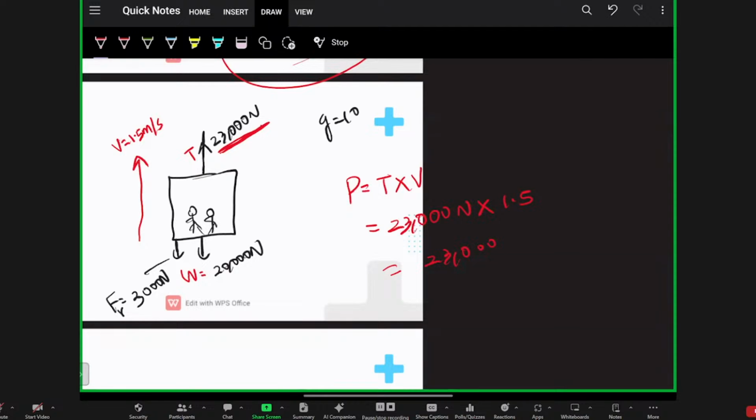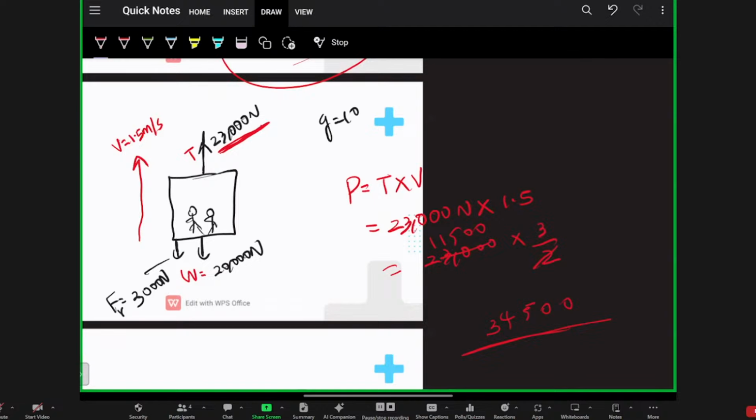See, I can write 1.5 as 3 by 2. If you write it like this, it will be easy, correct? How come? See, dividing by 2 is very easy. It's like 1,500 into 3, 0, 0, 3 into 5, 15. One remaining, 4, 3. Correct.